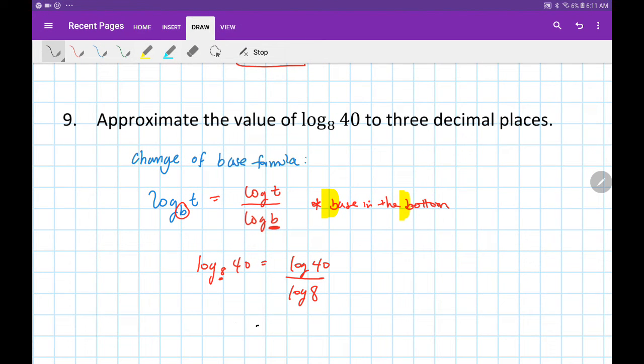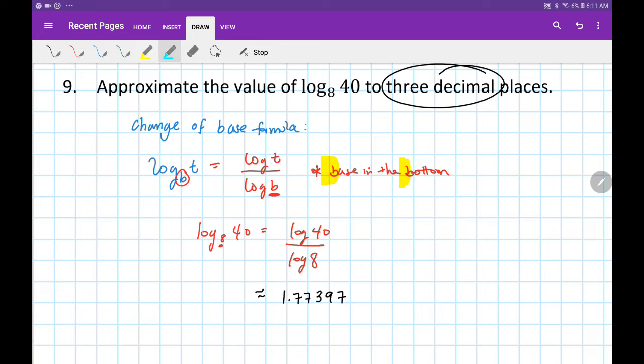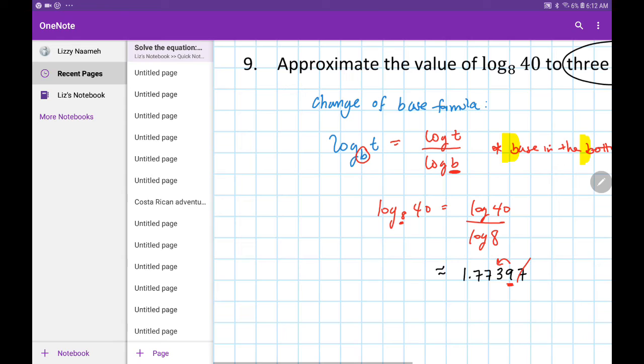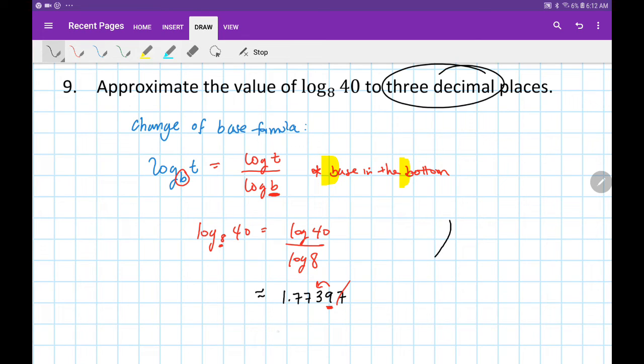So I got 1.77397, but it wants me to approximate to 3 decimal places, so I will just ignore this guy. I only need the 4th one to realize that this will round up. So my answer is 1.774.